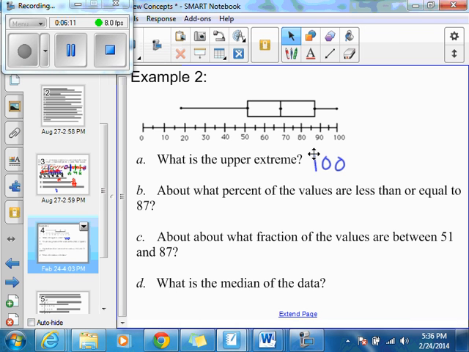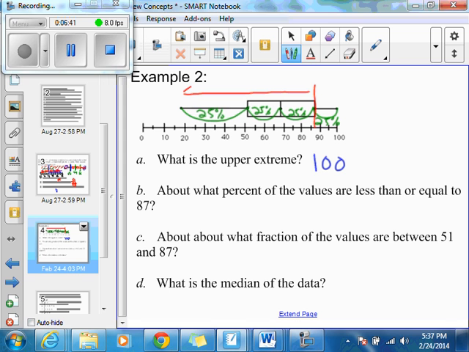The second question is about what percent of the values are less than or equal to 87. This is where we use those quartiles. We tell ourselves this part has 25% of the data. This part here is 25%. This part here is 25%. And this last part here is 25%. Okay, so less than or equal to 87. Let's find 87. Go to the left. That's 25, 50, 75%.